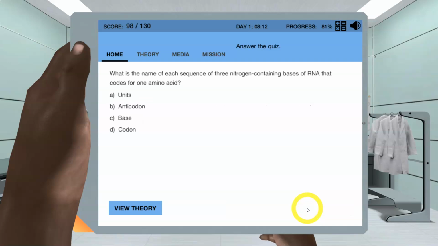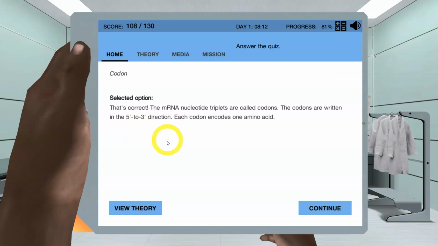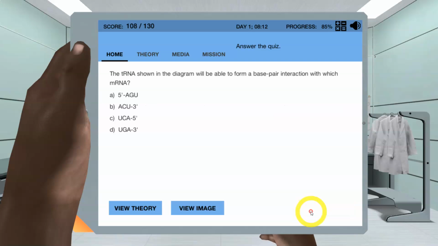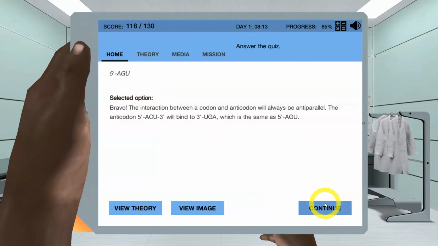What is the name of each sequence of 3 nitrogen-containing bases of RNA that codes for 1 amino acid? The mRNA nucleotide triplets are called codons. The codons are written in the 5' to 3' direction. Each codon encodes 1 amino acid. The tRNA shown in the diagram will be able to form a base pair interaction with which mRNA? The interaction between a codon and anticodon will always be antiparallel. The anticodon 5' ACU 3' will bind to 3' UGA, which is the same as 5' AGU.